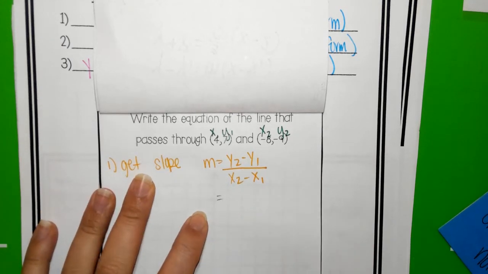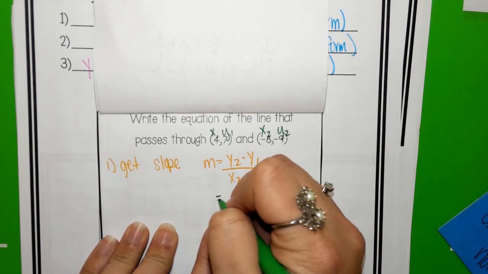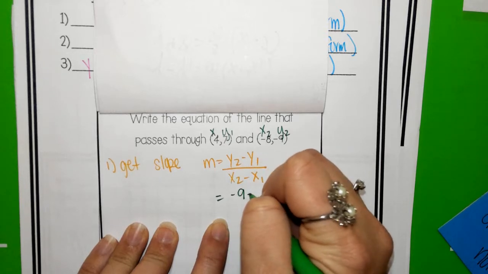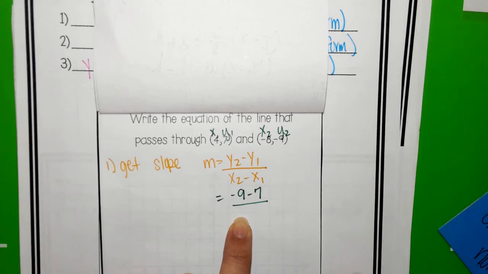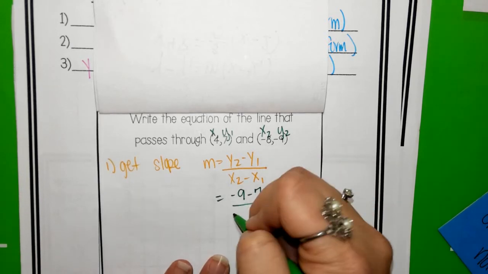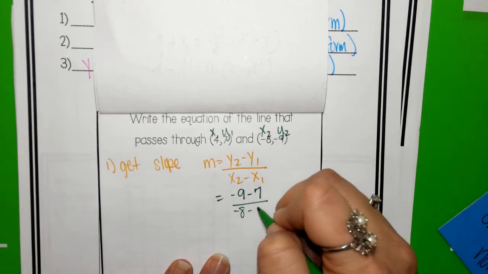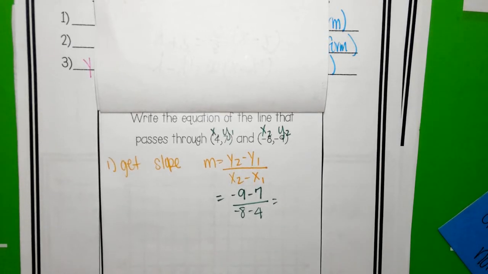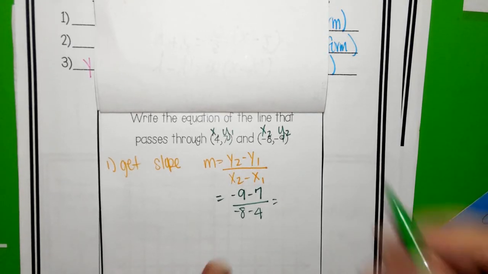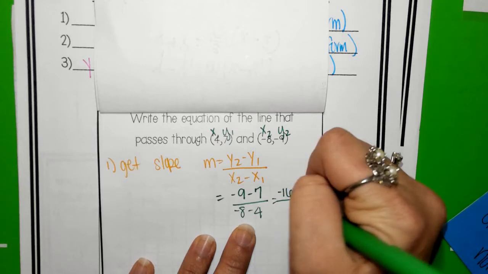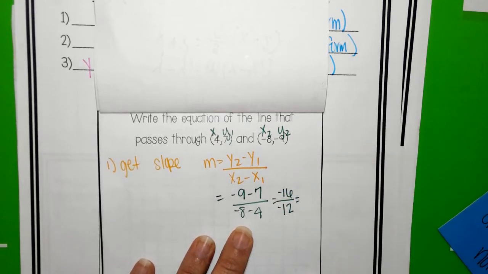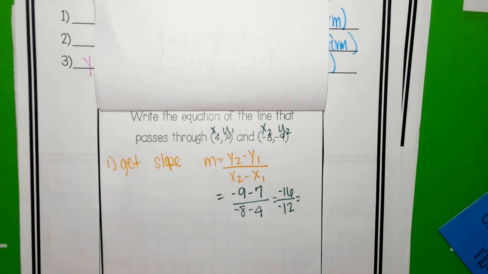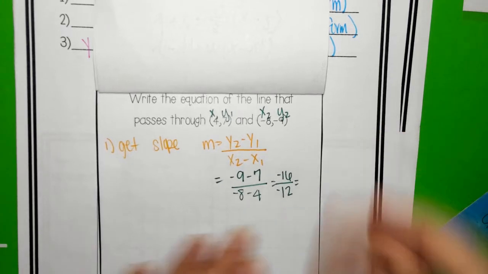Alright, so what's our y2? -9. So we have -9 minus what? 7. Divided by what? -8 minus 4. Alright, what's -9 minus 7? What's -8 minus 4? Alright, can anybody tell me what that reduces to? How did you get that? You divided by what? Awesome.